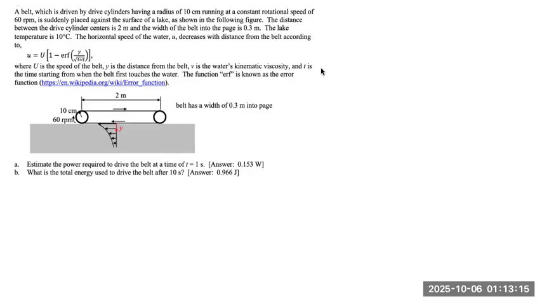The horizontal speed of the water u decreases with distance from the belt according to u equals capital U times 1 minus the error function of y over the square root of 4vt, where capital U is the speed of the belt, y is the distance from the belt, v is the water's kinematic viscosity, and t is the time starting from when the belt first touches the water. The function ERF is known as the error function. Estimate the power required to drive the belt at a time of t equals 1 second. And b, what is the total energy used to drive the belt after 10 seconds?